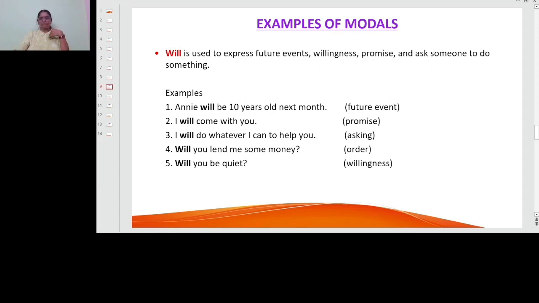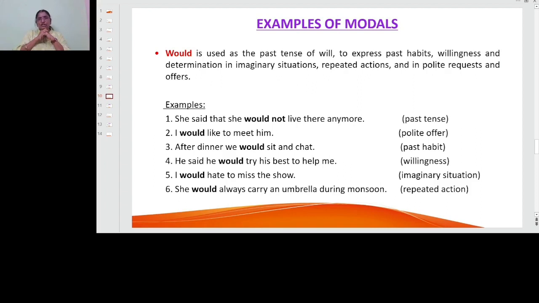If you be quiet, I can be in a position to explain to you better. Now, would. Will, past tense is would, you know that. Would is used as the past tense of will to express past habits. I would have done that then, that time, okay, not now.